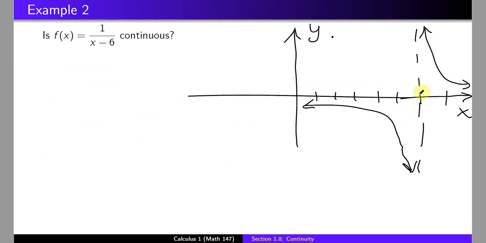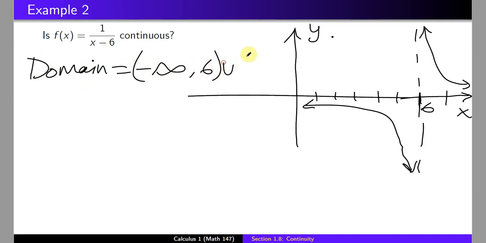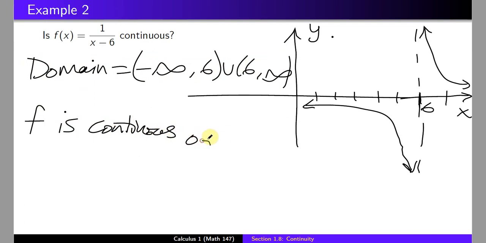x equals 6 is not inside of the domain. What is the domain? The domain is everything but 6. We avoid 6 because it's not defined there. f is continuous on that set.